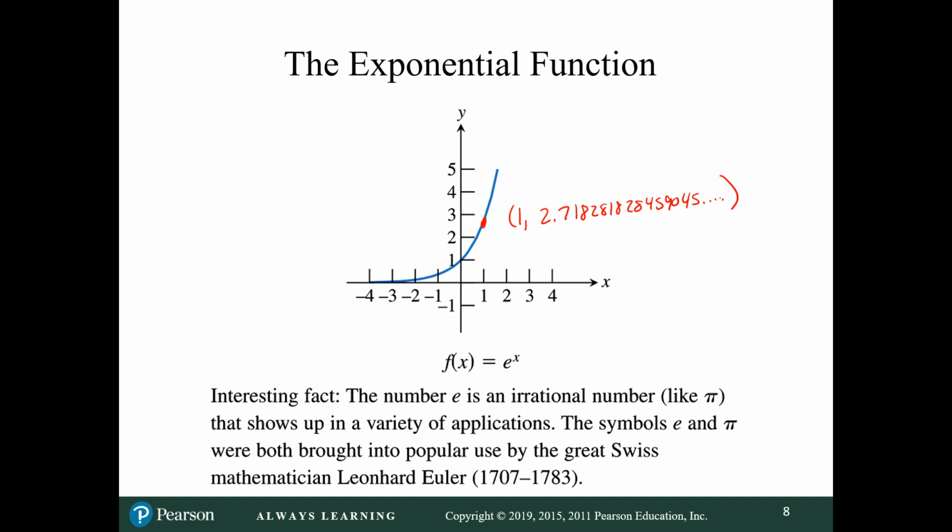Because if we go back to this one, we had the point 0, 1. Here we have the point 1, 0. Just flip the x's and the y's around on inverse functions. They're inverses of each other.